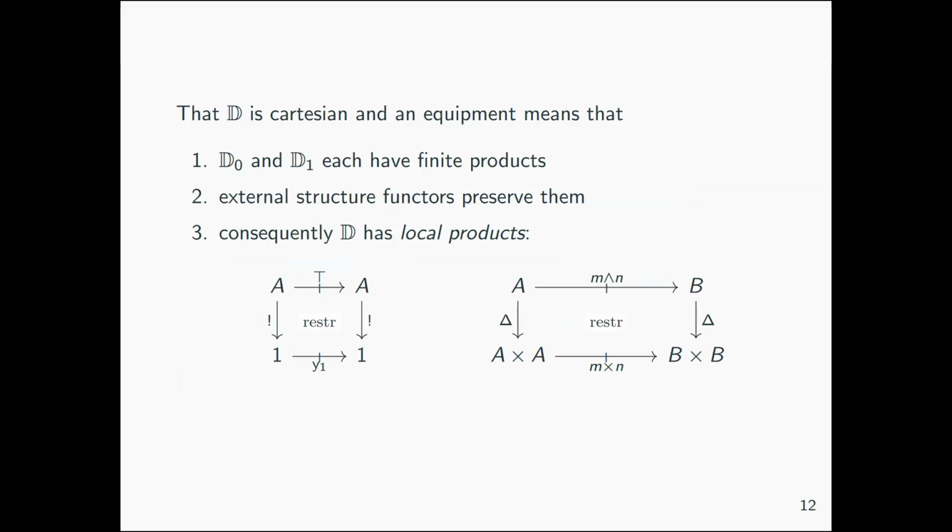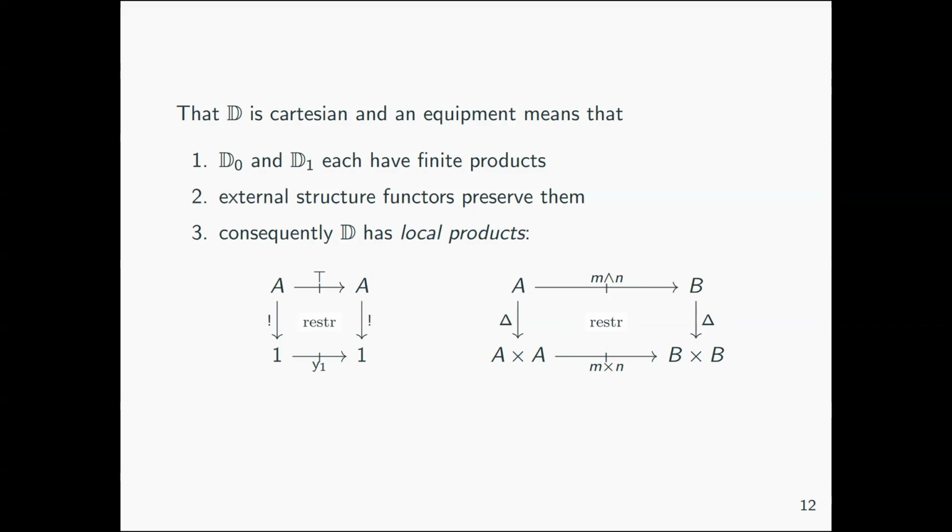So let's also talk about the Cartesian structure briefly. This is basically saying that the categories of ordinary arrows and of cells each have finite products. And these are related to each other nicely with all the external structure functors. As a result, every Hahn category of pro arrows with fixed objects has local products, in the sense that each one has all finite products.